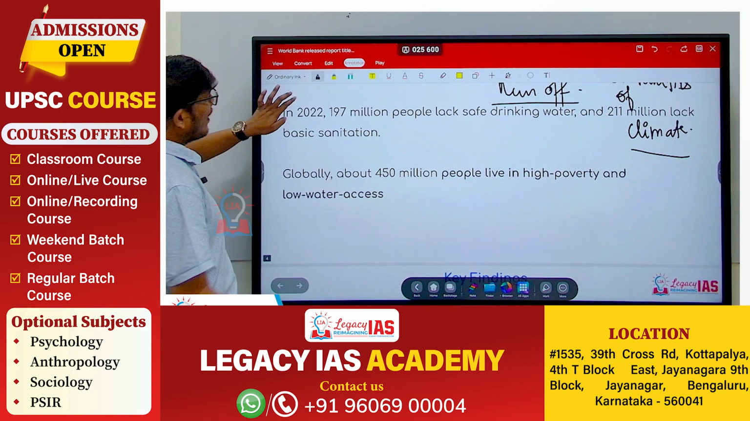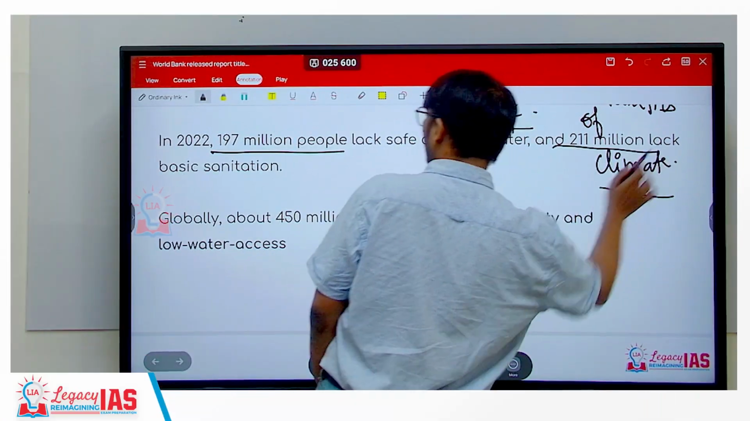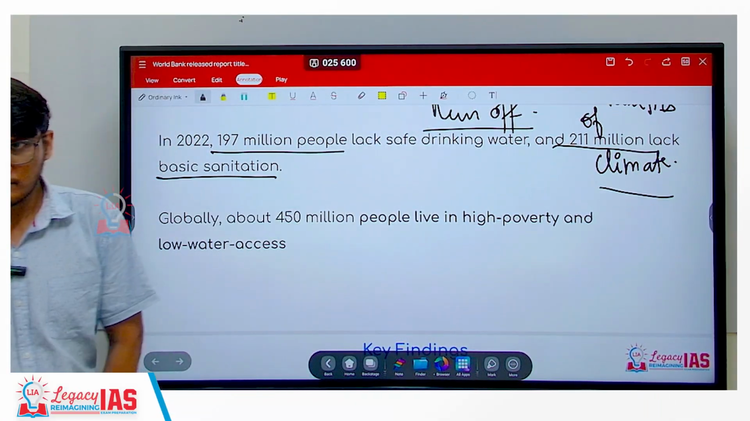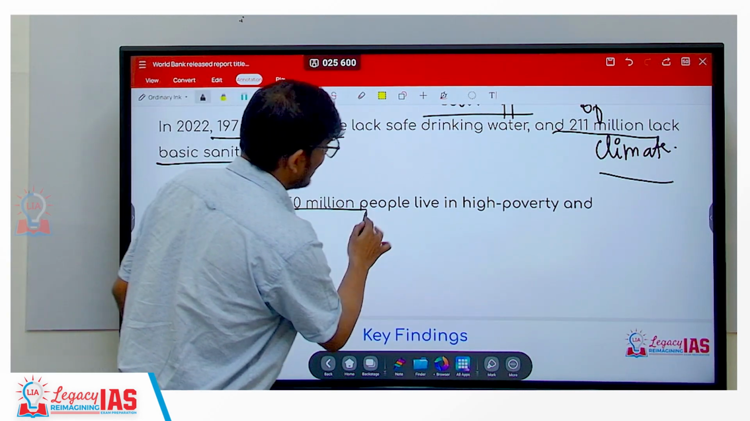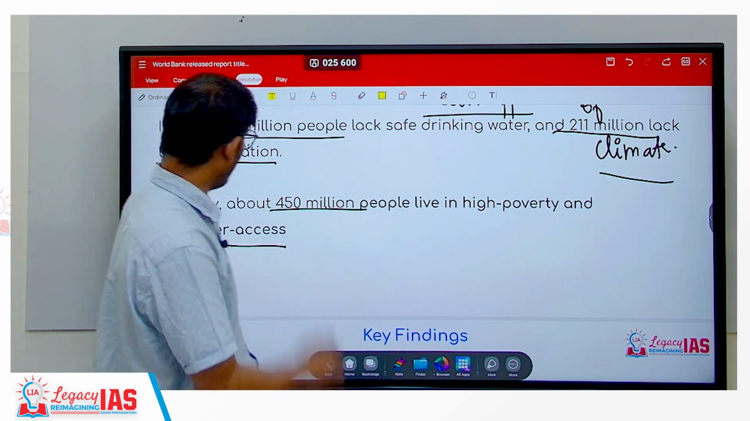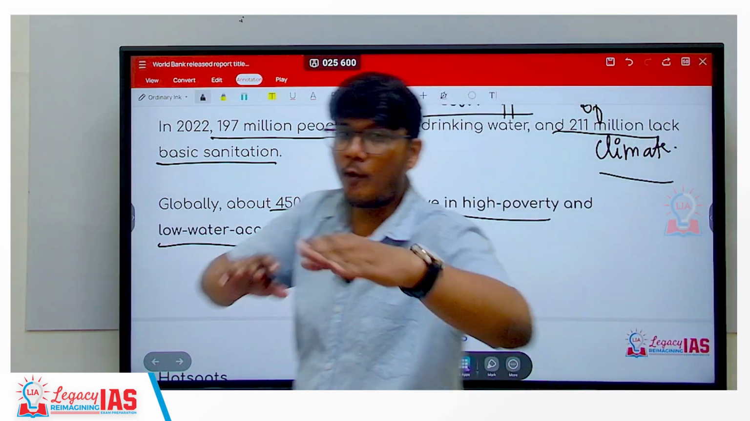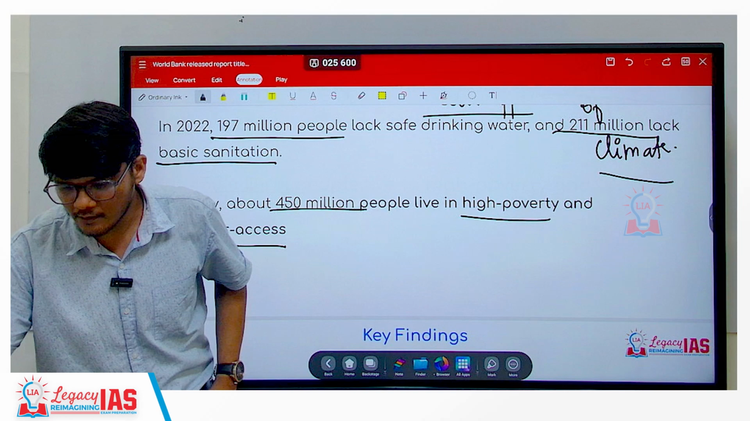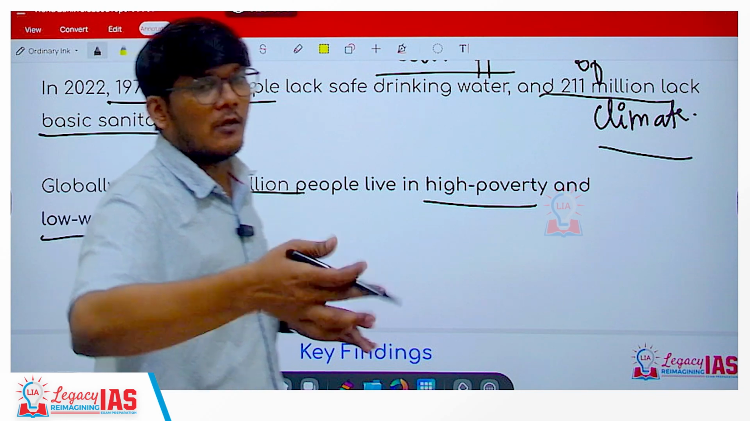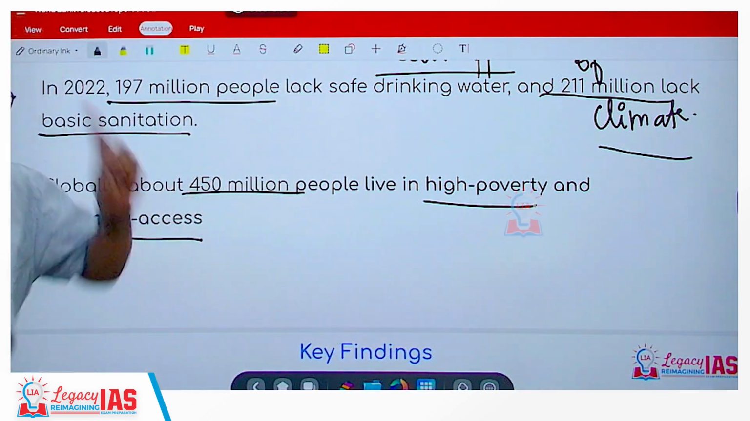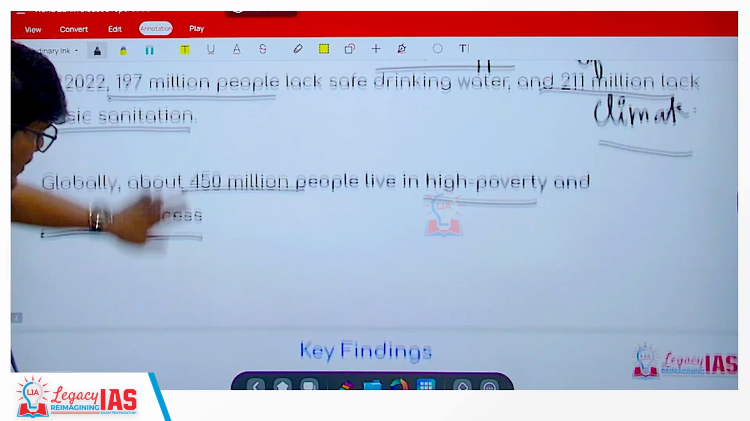Now in 2022, 197 million people lack safe drinking water. 211 million people lack basic sanitation. Okay, so that is a huge number. Globally, around 450 million people live in high poverty and low water access. High poverty and low water access, there is an overlap of poverty as well as proper water access. Overlap as in higher the poverty, worse would be the water availability scenario. And that is why, remember the objective of the report, shared prosperity with special focus on the poorest.